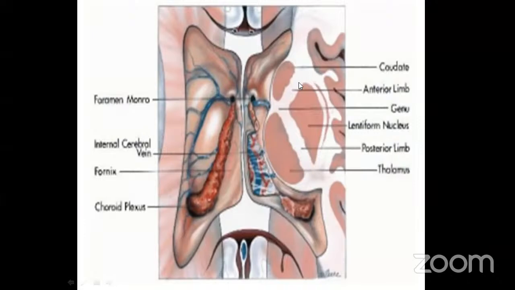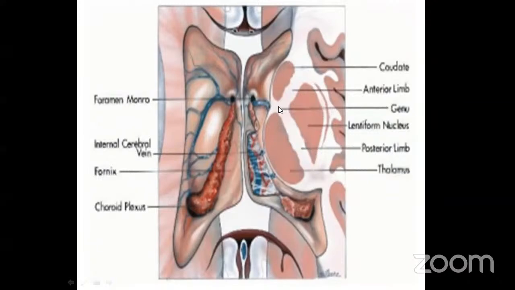We can see how internal capsule is related to the lateral ventricle in this picture. We can see that the anterior limb of internal capsule actually separates the head of the caudate from this lens-shaped structure. This lens-shaped structure is known as the lentiform nucleus, composed of two nuclei. Medially, we have got globus pallidus internus and externus, and more laterally, we have got the putamen.